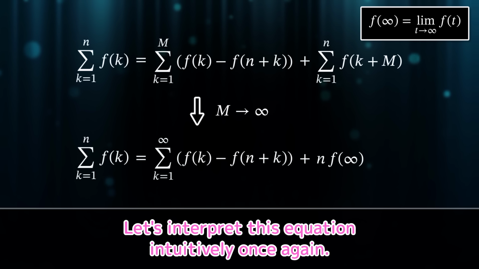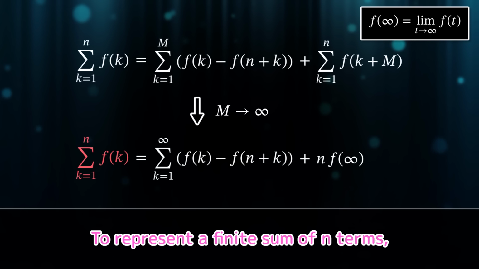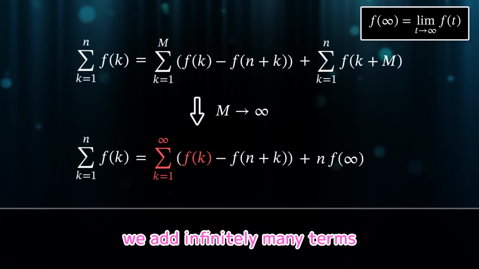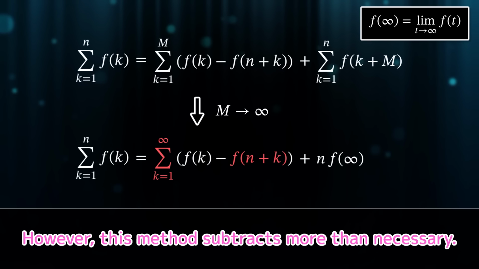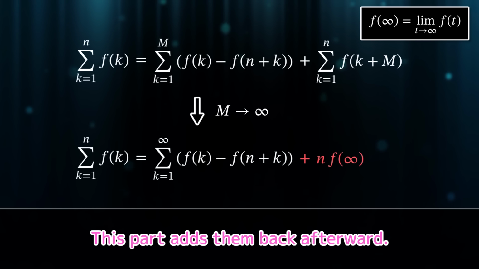Let's interpret this equation intuitively once again. To represent a finite sum of n terms, we add infinitely many terms, while subtracting the extra terms after the nth one. However, this method subtracts more than necessary. This part adds them back afterward. Right.